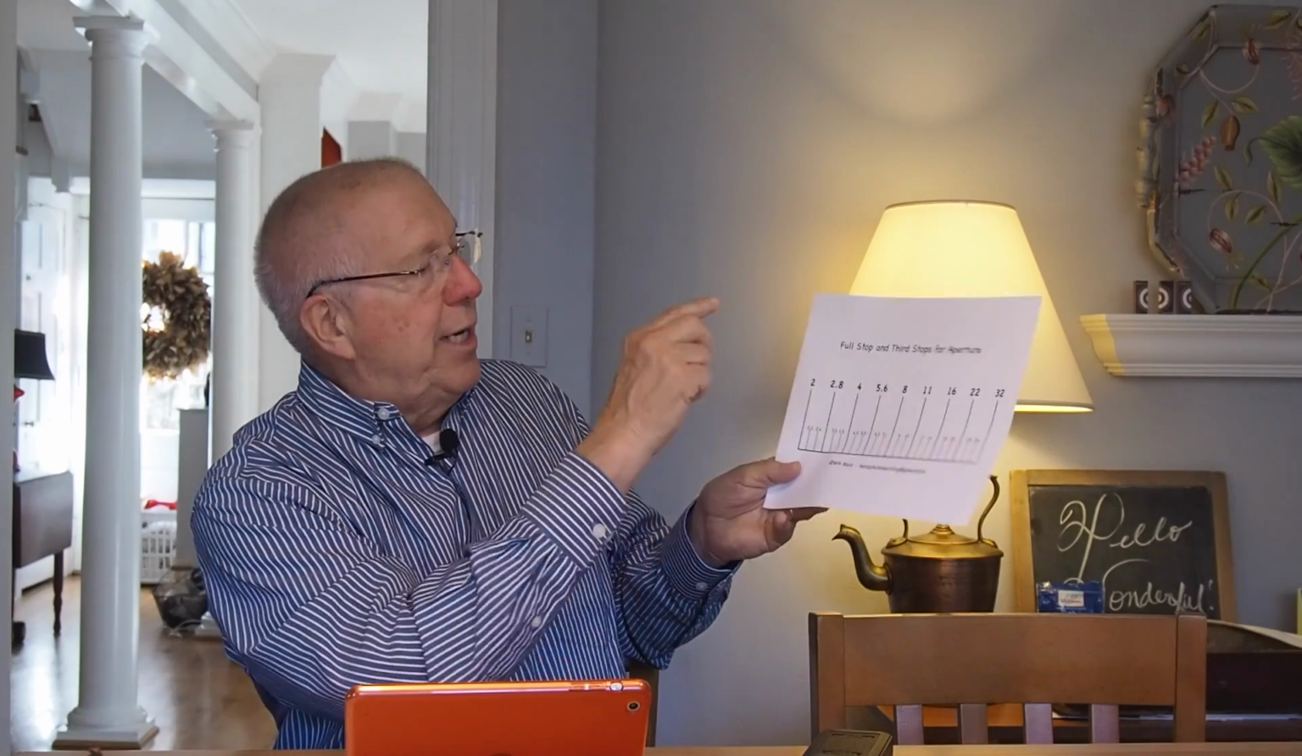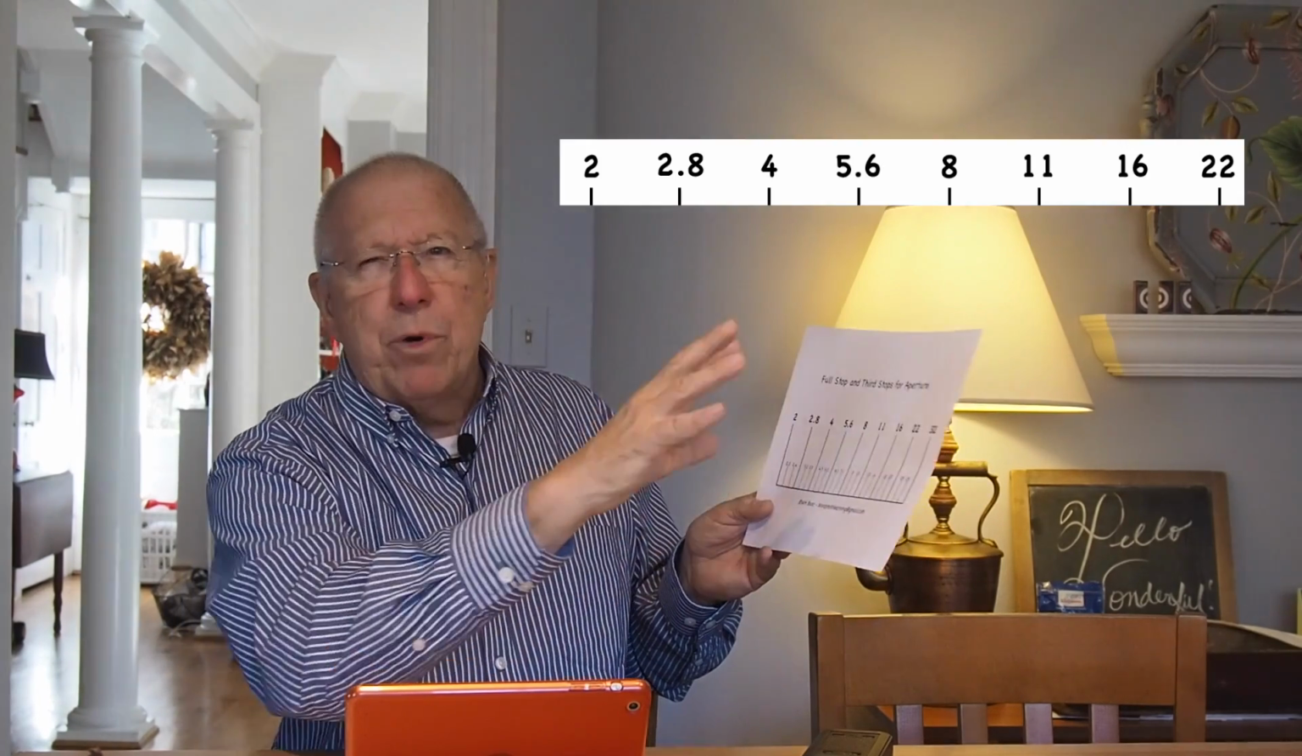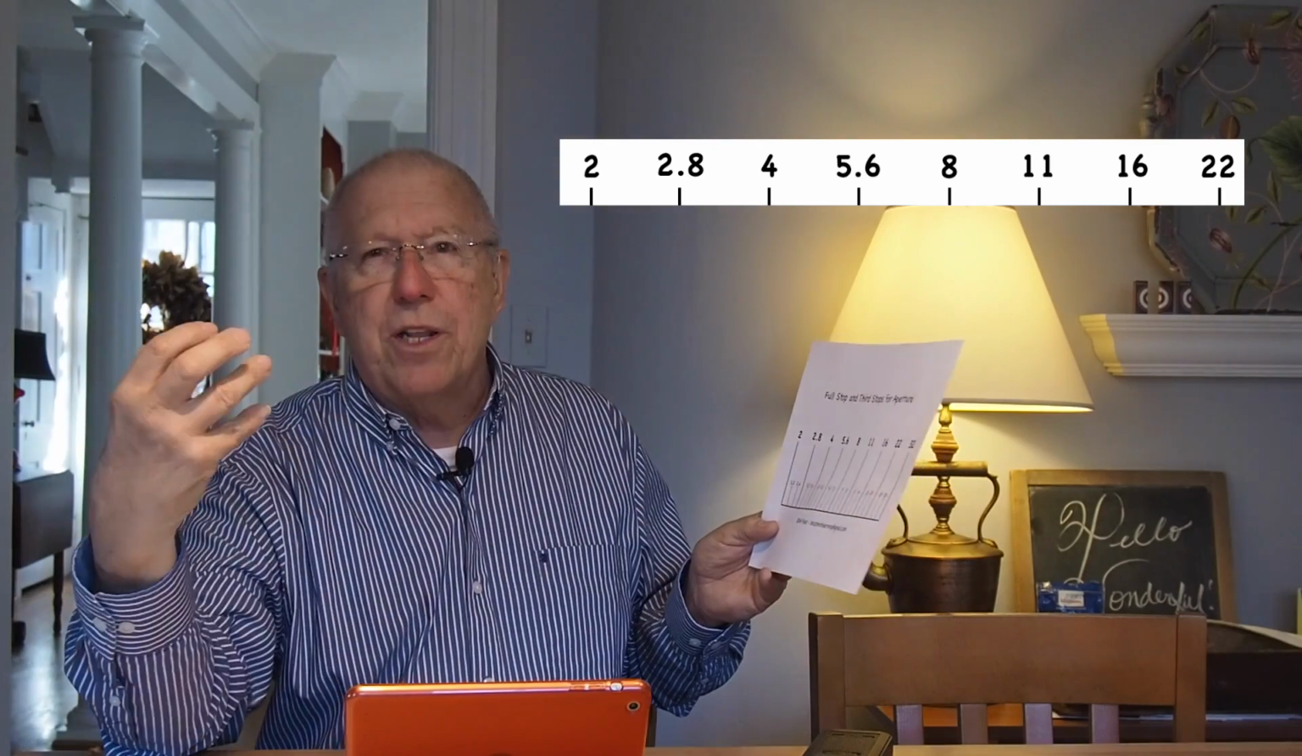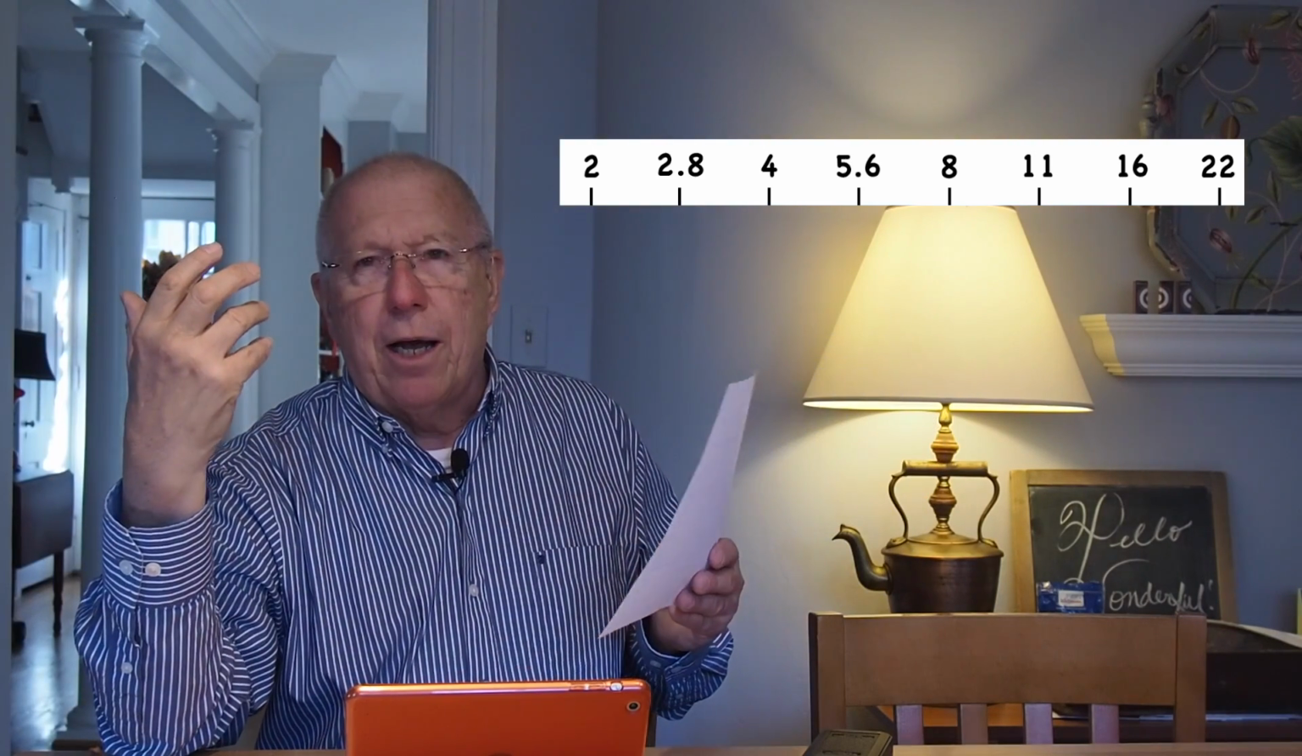I consider f2 to 2.8 a full stop, and it really is because it's 3 clicks, as we've talked. But I think of those numbers as being the full stop numbers, and those are the numbers that I will usually suggest that you click to. Sometimes, just to get some light, we may have to go to a third stop or a 2/3 stop.